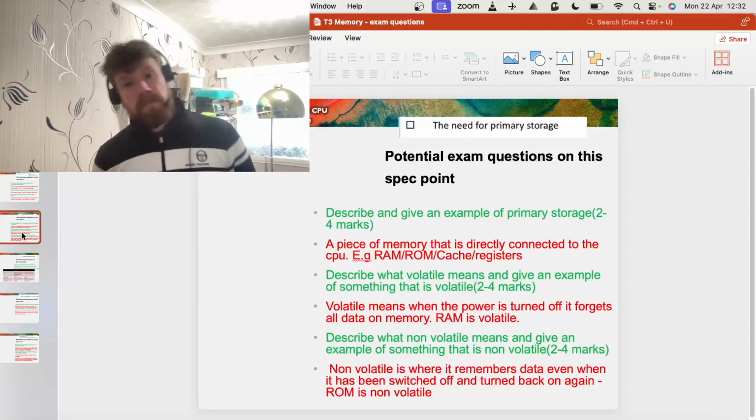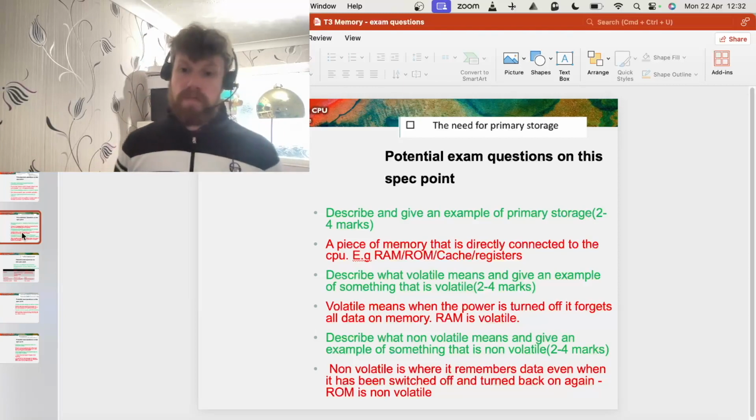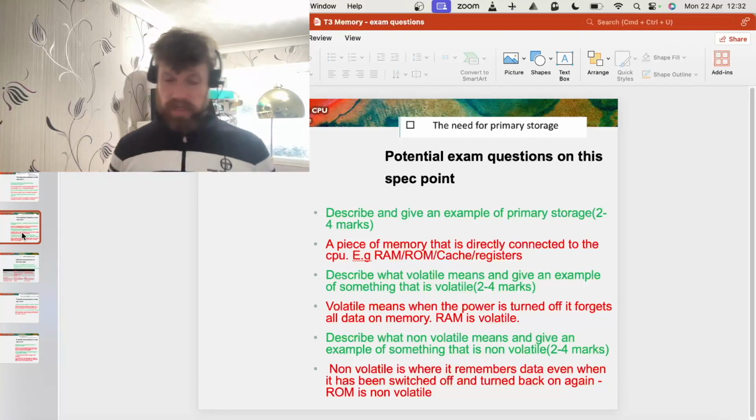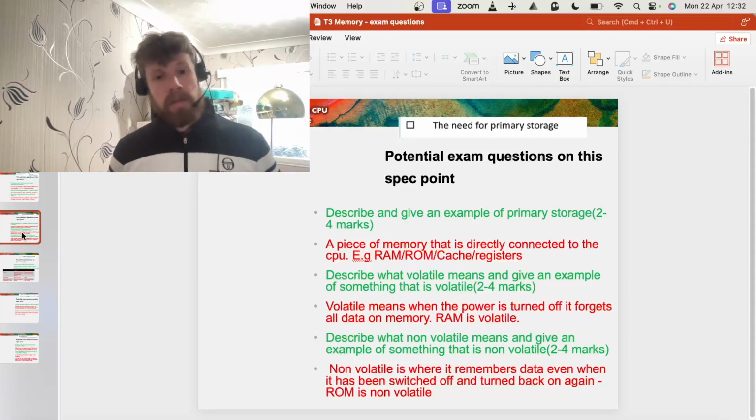The next spec point: the need for primary storage. Describe and give an example of primary storage. A piece of memory that is directly connected to the CPU. The examples that people go for are RAM and ROM, but they do forget about cache and registers.